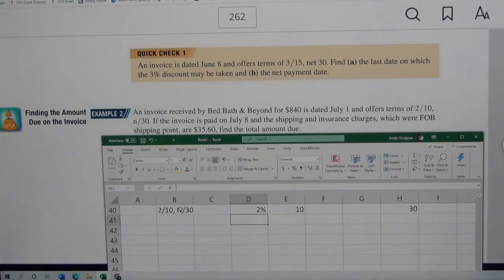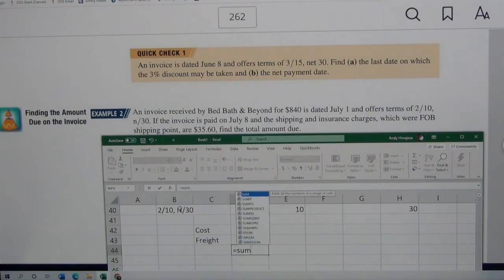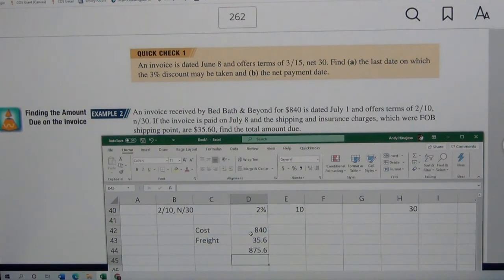The first thing we need to know is that Bed Bath & Beyond received an invoice for $840. So the cost was $840. Now they probably got an invoice that had this shipping plus a freight, which was $35.60, which means that their total invoice was the sum of those. So we're going to add those two together. And when we add those two together, we end up with $875.60. So that's what the invoice comes to, and then it gives you the terms.